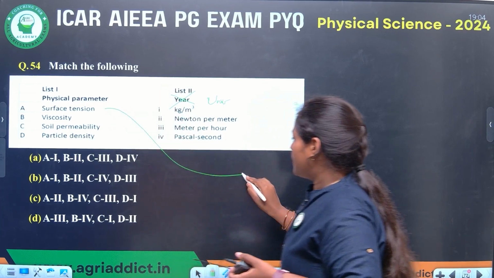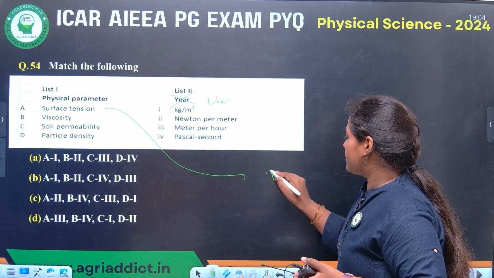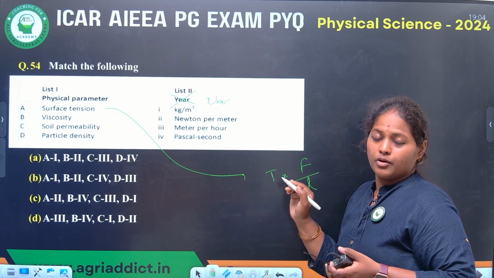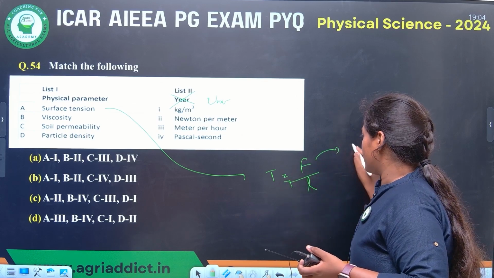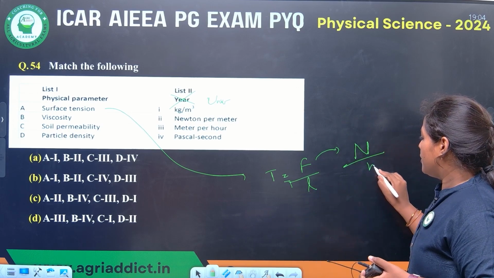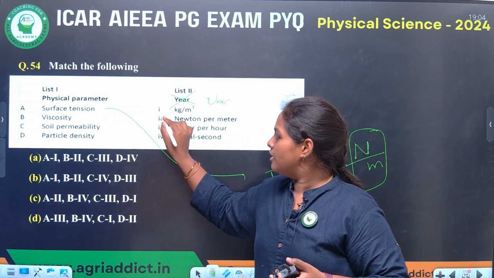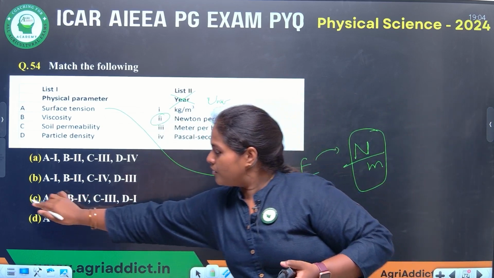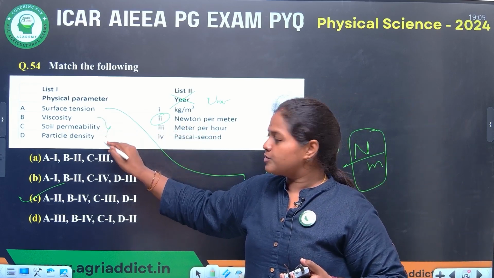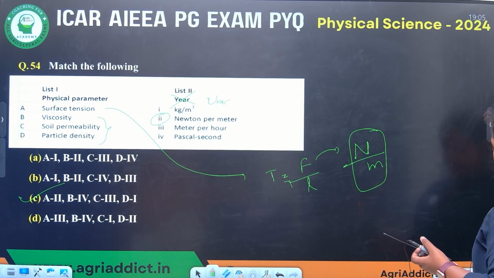Surface tension. We will read about surface tension everywhere in soil water, right? What is the formula of surface tension? Force per unit length. What is the unit of force? Newton. What is the unit for length? Meter. So the unit for surface tension will be Newton per meter, which is option 2. A2. So you have arrived at the answer. See, you need not go through the other three options also, right? A2. The option is C.